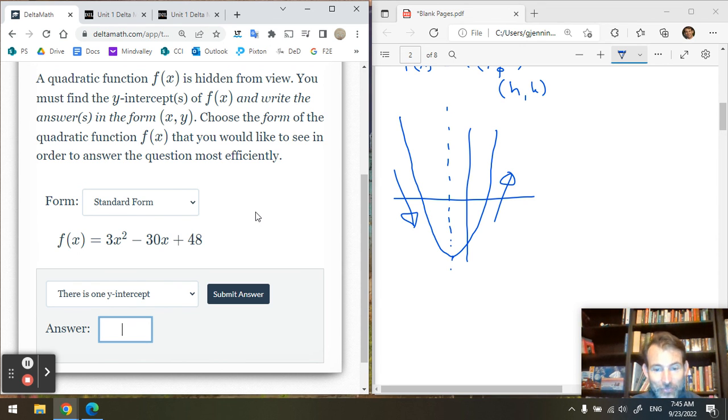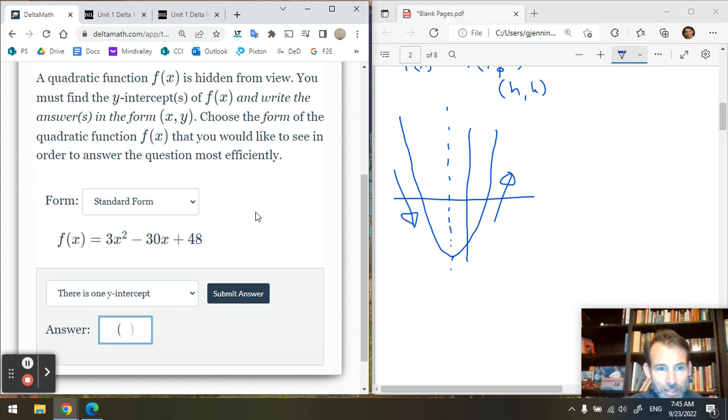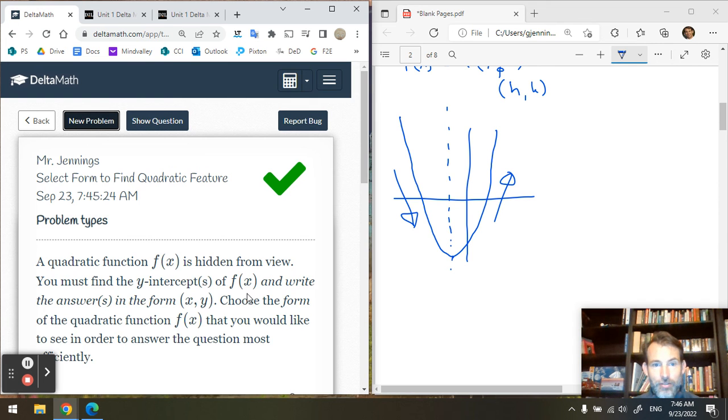All right, so here we go. The y-intercept is at 0 in the x and 48 in the y. It's just that c value. And you can see that's true. f at 0 is 3 times 0 squared minus 30 times 0 plus 48. 48 is the only thing that survives the multiplication by 0. Submit the answer. Yes. Hooray!